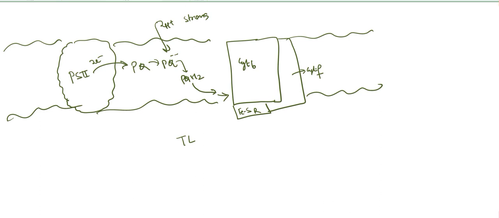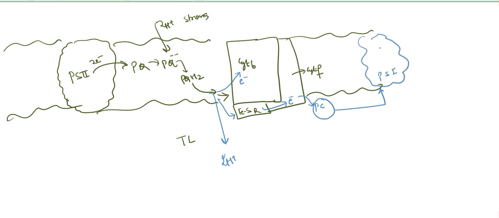Now from here, let's use a different color. From here, it releases 2 protons in the thylakoid lumen and electrons. 1 electron goes to cytochrome B6 and 1 goes to iron sulfur protein. Electron from this moves to cytochrome F, and from cytochrome F it is received by plastocyanin, which gives this electron to photosystem 1. And at cytochrome B, the quinone comes and it becomes quinone minus. This is semiquinone.